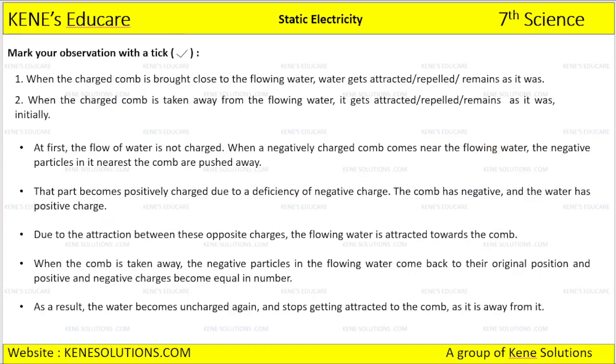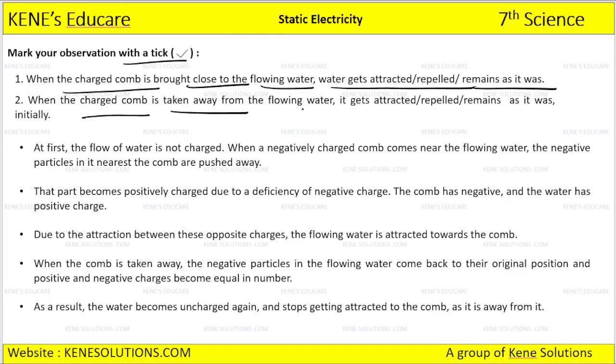Now mark your observations with a tick. When the charged comb is brought close to the flowing water, water gets attracted and remains as it is. Okay, अभी ये हमें observation करना है. When the charged comb is taken away from the flowing water, it gets attracted, ripple remains. ये हमें देखना है. First of all, the flow of water is not charged.